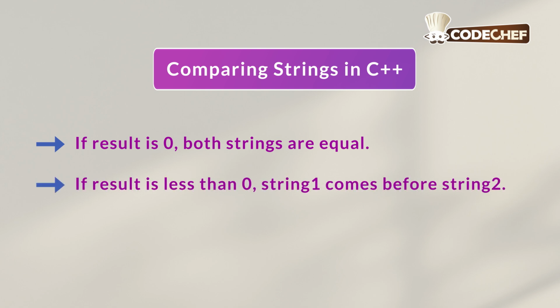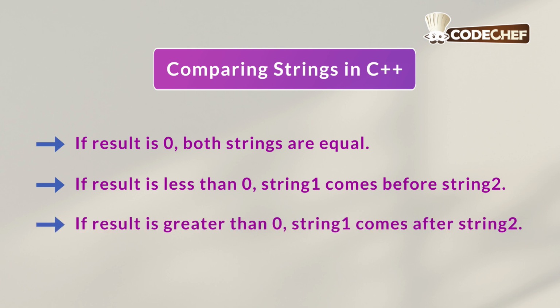If the result is less than 0, it means that string 1 comes before string 2 alphabetically. And if the result is greater than 0, then string 1 comes after string 2. So this method is particularly useful when we are sorting or alphabetically organizing the strings.